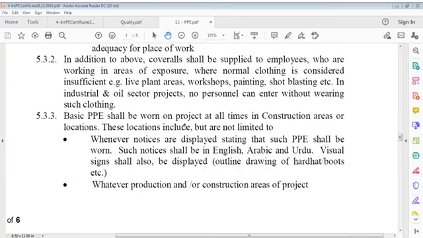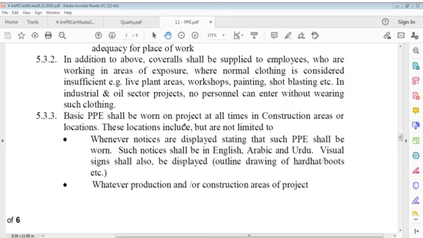In addition to above, coveralls shall be supplied to employees who work in areas of exposure where normal clothing is considered insufficient, namely live plant areas, workshops, painting, shot blasting, etc. In industrial or oil sector projects, no personnel can enter without wearing such clothing.